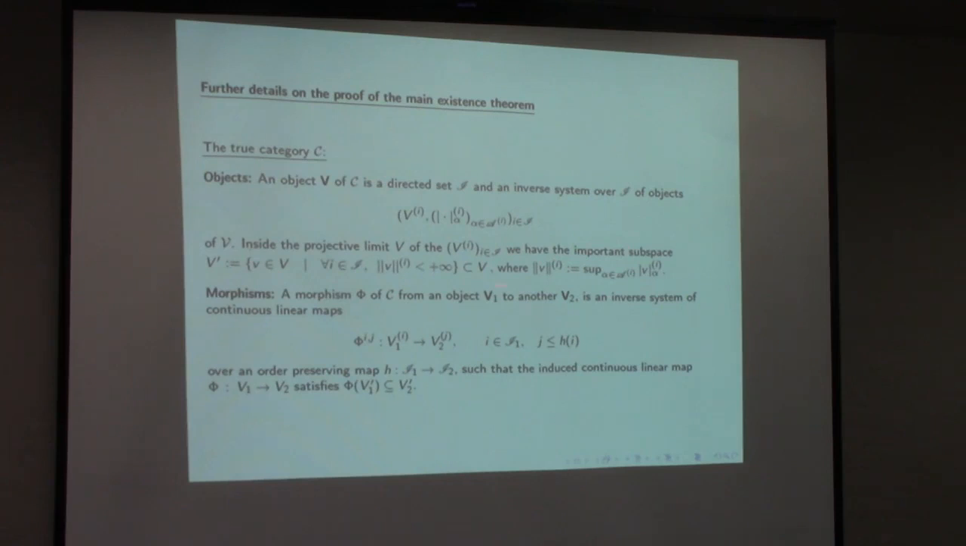And then there is an important subspace where all the seminorms are bounded. So that norm is not always finite. And then you have some kind of system of inclusions, and so on. Is this the nuclear Fréchet spaces? It's not the same as that.